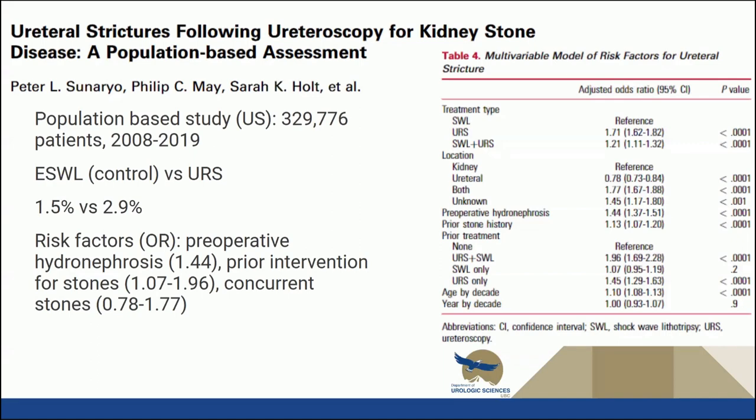And they found that with a baseline stone-related risk of 1.5%, which is what they found in shockwave lithotripsy, there was a 2.9% chance of developing a stricture following ureteroscopy for all comers. In their multivariate analysis, they also identified several risk factors, including preoperative hydronephrosis, prior intervention for stones, as well as concurrent stones, all contributing to an increased risk of developing a ureteral stricture. Looking at this data, it's interesting to see that ureteral stones actually had an adjusted odds ratio of 0.78, less than what we would expect.